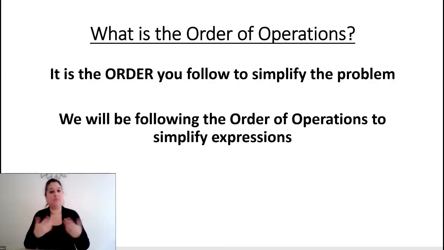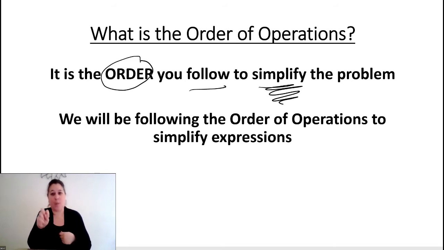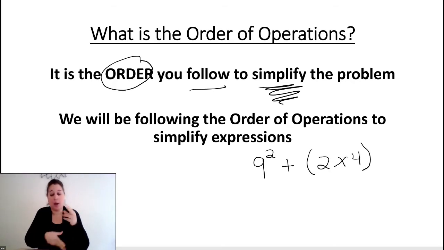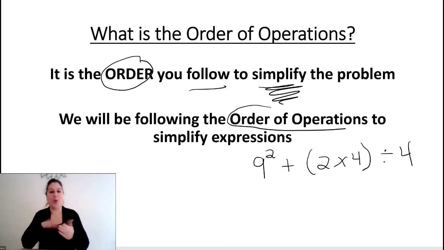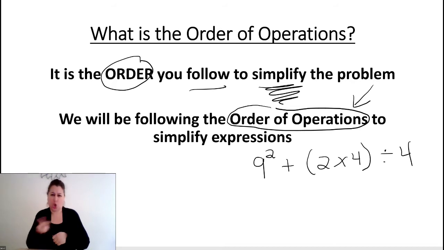What is the order of operations? It's the order you follow to simplify a problem. We will be following the order of operations to simplify expressions. An expression that we would be using could be something that looks like this: 9 squared plus 2 times 4, the quantity of 2 times 4, divided by 4. We'll be solving those types of problems following the order of operations. It's the order of how you solve that. Which part of that expression do you solve first? That is what this lesson is all about.